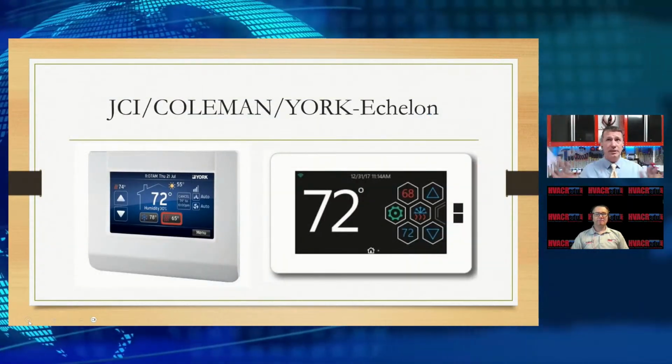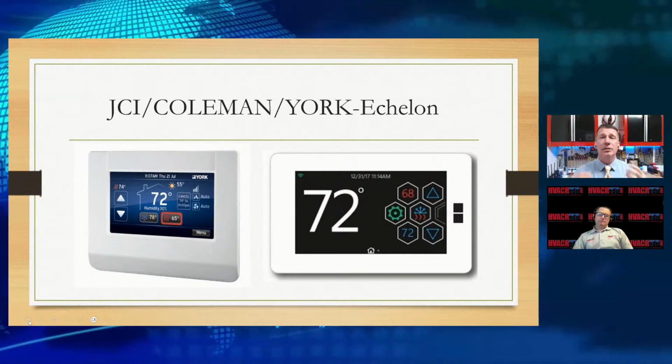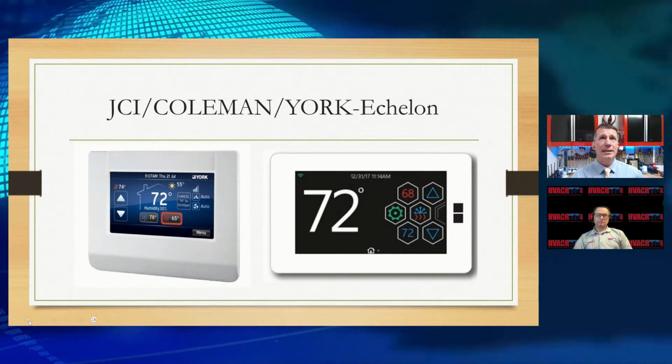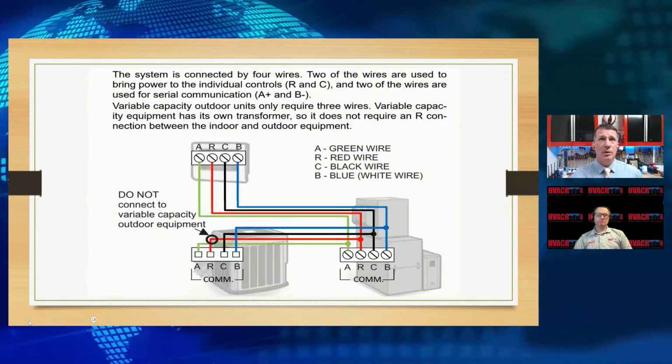Okay, so that's an overview of our Daikin. We learned a lot about what's going on in that one. So let's look at the other networks and see how similar they are. Now we'll see one on the JCI side. A lot of times you'll see it referenced as Echelon. It really is their communicating system.